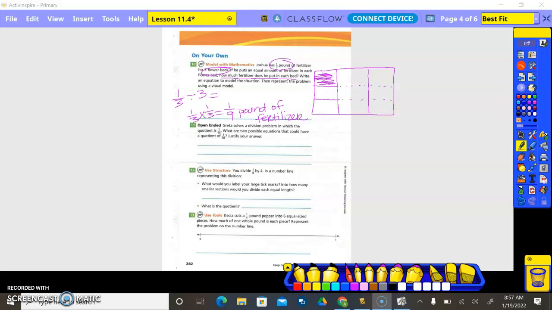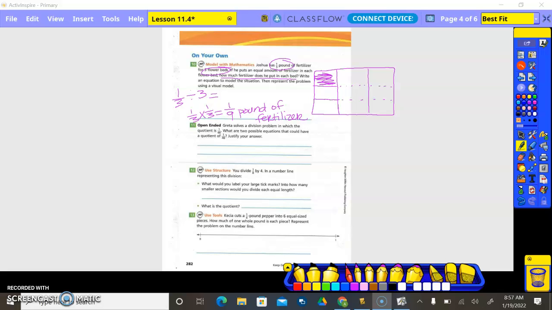Then we broke it into third sections vertically. And then of that first section, it needed to be broken into 3 sections. And then we go ahead and draw straight lines for that first section and dotted lines for the other parts, because even though we didn't use the whole, you still have to represent it for its parts. So we said 1/3 divided by 3 equals 1/3 times 1/3, which equals 1/9 pound of fertilizer, to check our answer.